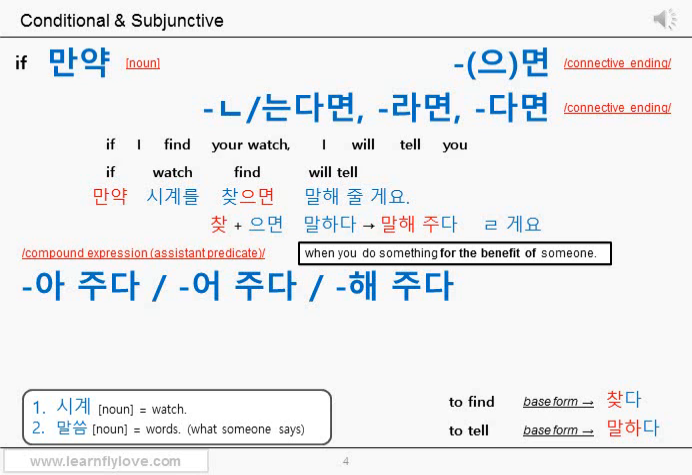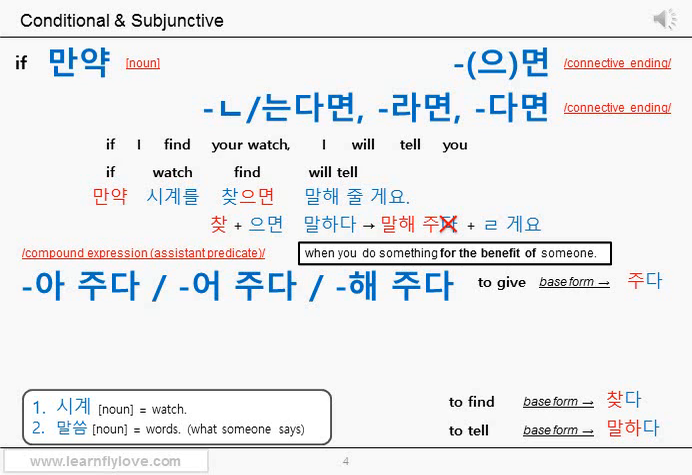말해주다. What's the difference? 말하다 just means to say or to tell. But 말해주다 means to say something to someone for the benefit of him or her. The verb 주다, which is used as an assistant predicate, actually means to give. So you can imagine how it can mean like that. You give, you offer. It's a favor. 말해주다. Will tell. We can say that it's your intention.